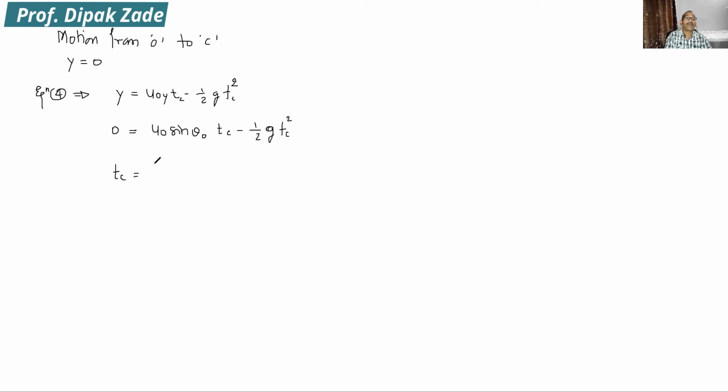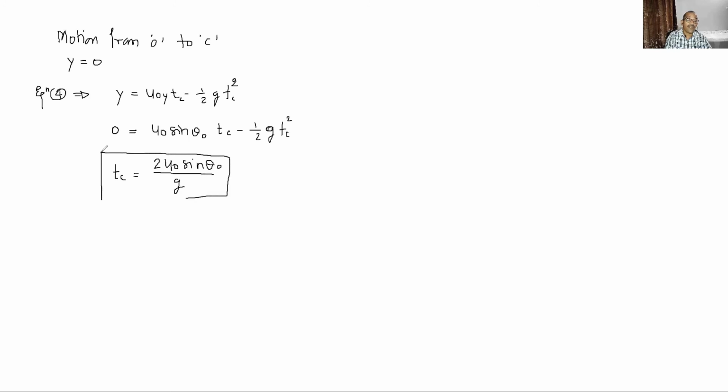So this will come out to be 2 times u0 sine theta 0, one t gets cancelled, divided by g. This is the time required to reach location C. That means this is nothing but the time of flight of the projectile. This is the time of flight.